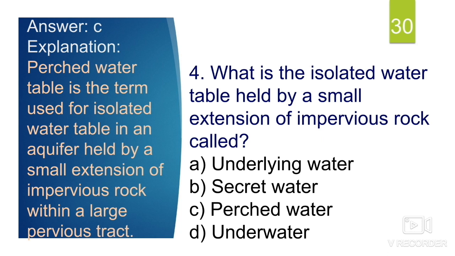So such a layer is known as a perched layer, and this groundwater is known as perched groundwater. Okay, and the local water table thus formed in this case is known as the perched water table. And the water bearing formations are known as perched aquifers. So the correct option here, and the key term is isolated, that is an isolated water table held by a small extension of the impervious rock layer. So option C is right, that is the perched water table.